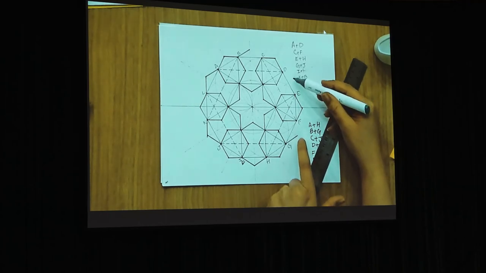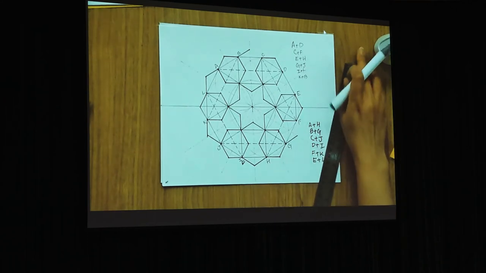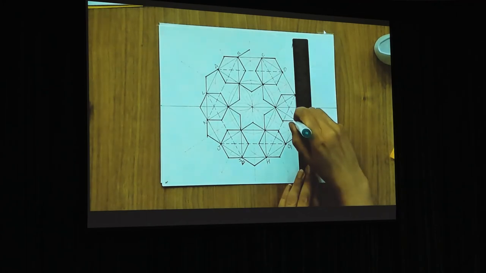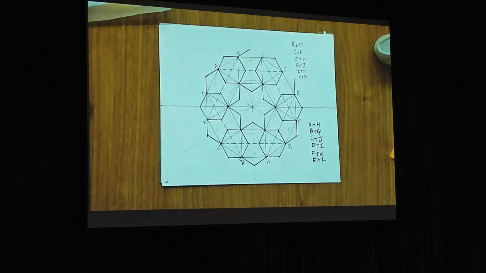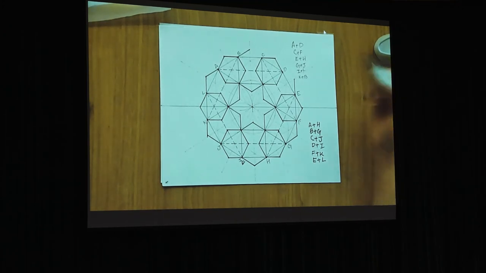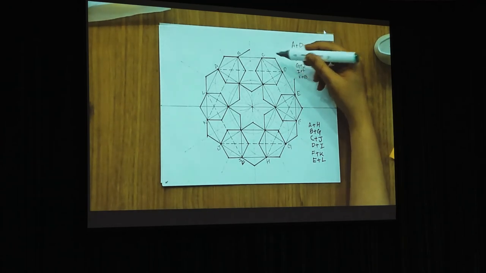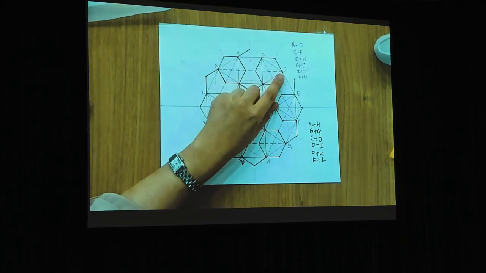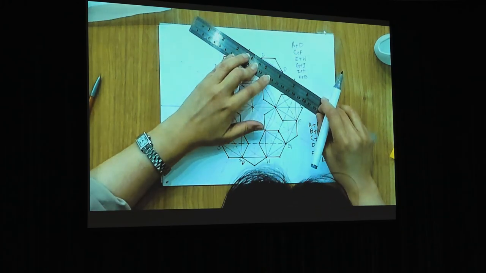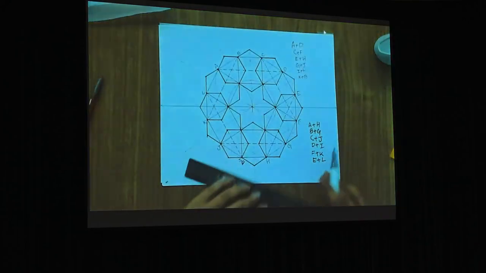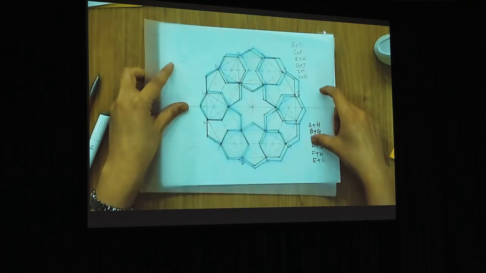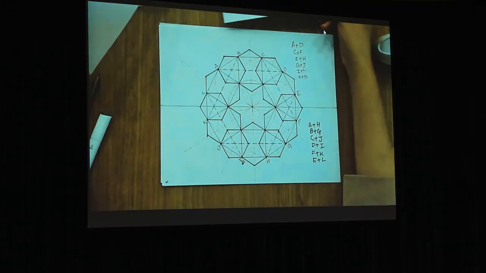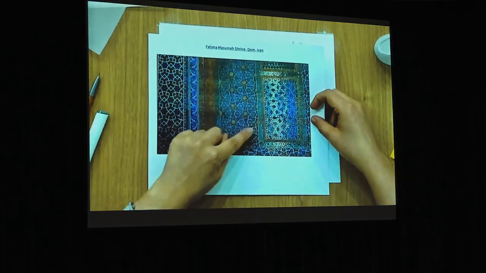E and F. D and E, right? No, wait, no. D and C, sorry. D and C, and we are done, right? So we have the pattern, right? So this is what we've made. So this is the pattern we have made, right?